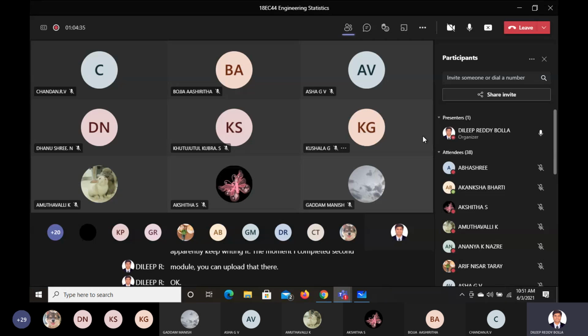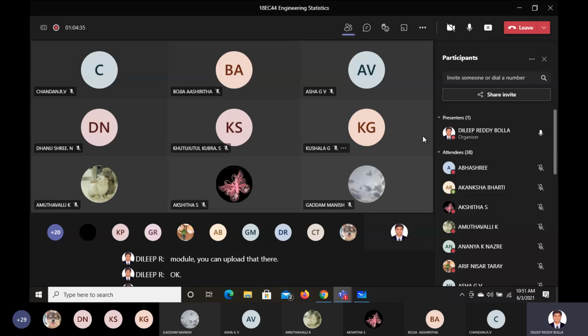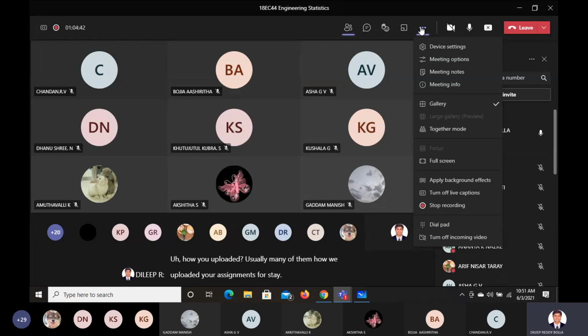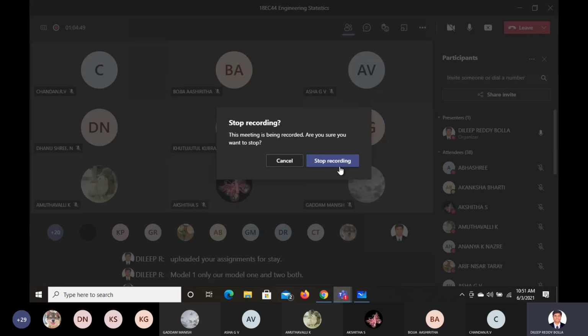How did you usually upload your assignments? First IA? Module 1 only or module 1 and 2 both? Both means two halves. Second one half.